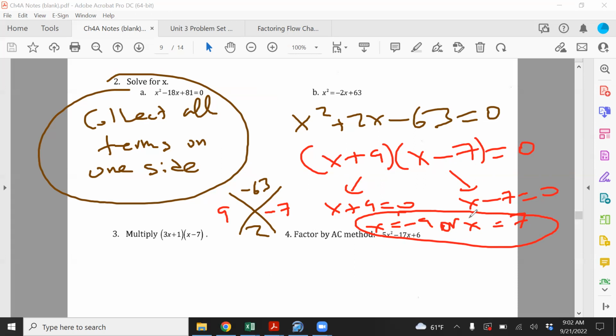If you plug in 7, that's 49, right? 7 squared, -2 times 7 is -14, plus 63 will be 49. If I plug in -9, that's 81. -9 here, that's 18 plus 63. So I know it works. So guys, another thing too, check your work, plug in numbers, make sure left side equals the right side. That's a good strategy.